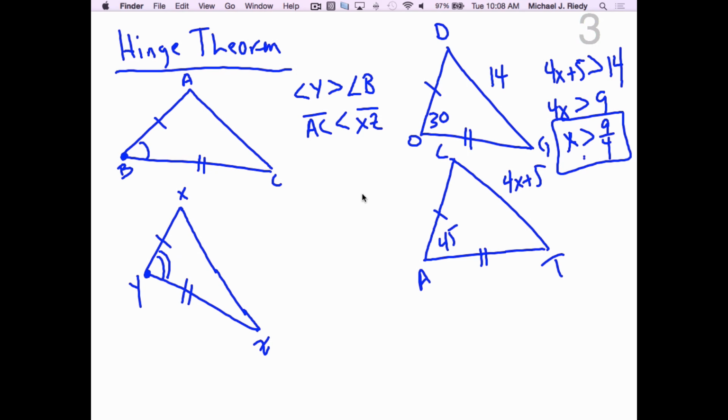Is anybody bothered by that answer? I mean, mathematically it's right. It makes sense. X has to be greater than 9/4. Is there anything that disturbs you about that answer? Can it be equal to 9/4? I don't know, can it be? That's a good question. No, it's gotta be greater, because otherwise these two sides would be equal, which would make the triangles equal, and then those angles couldn't be.